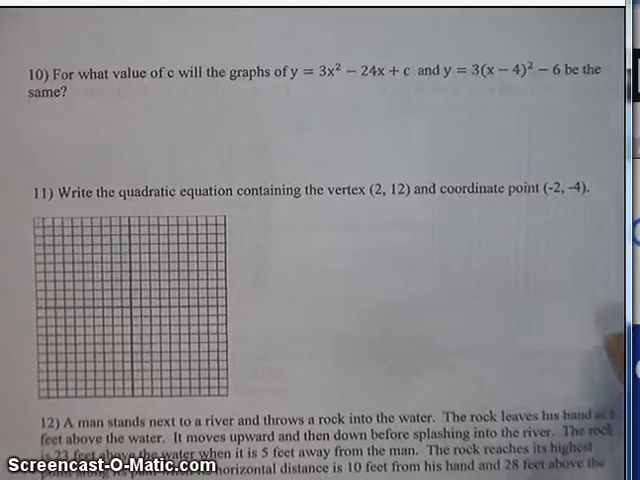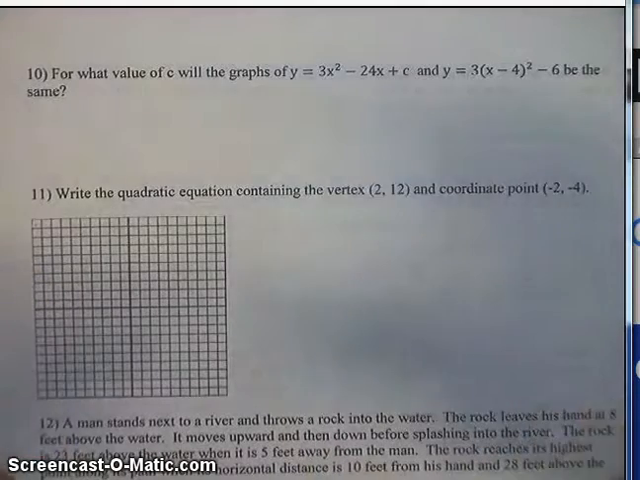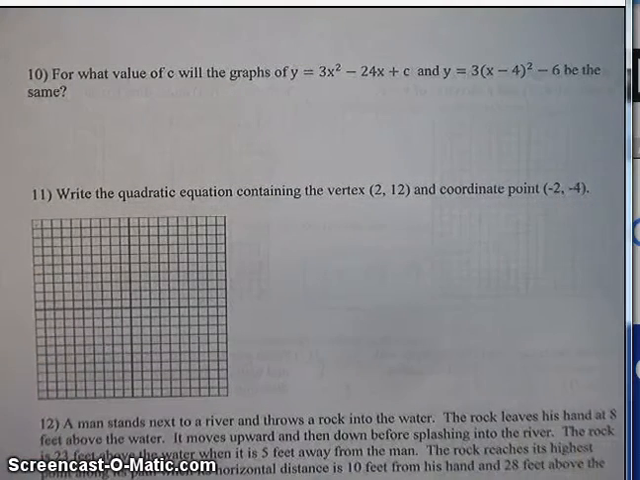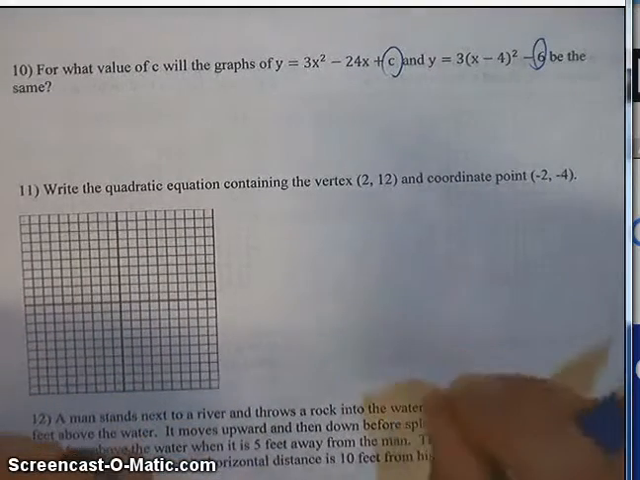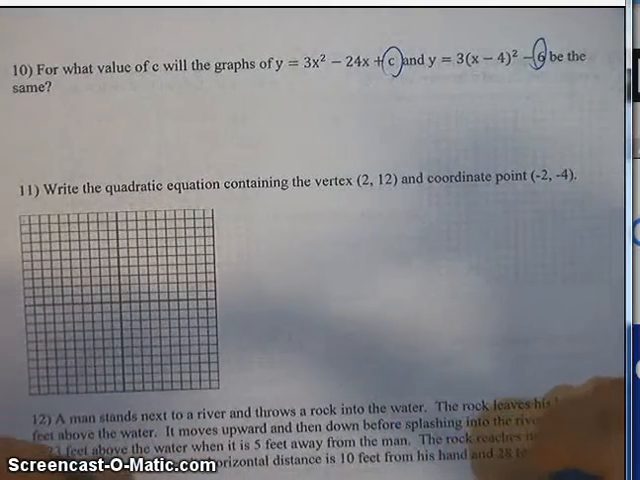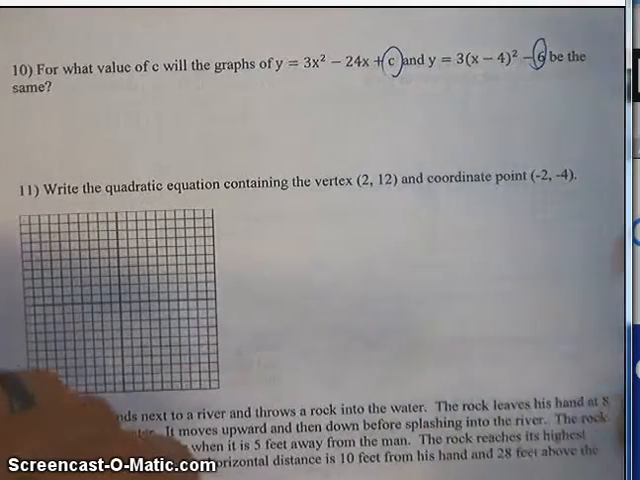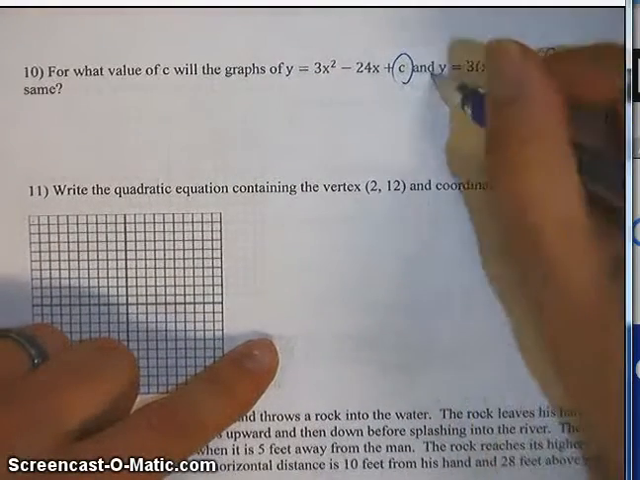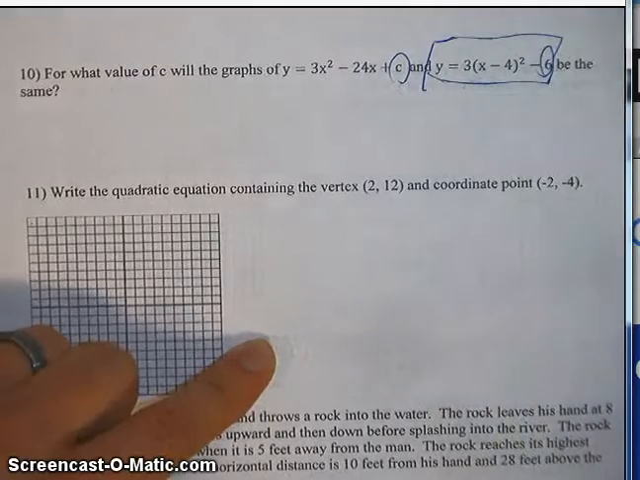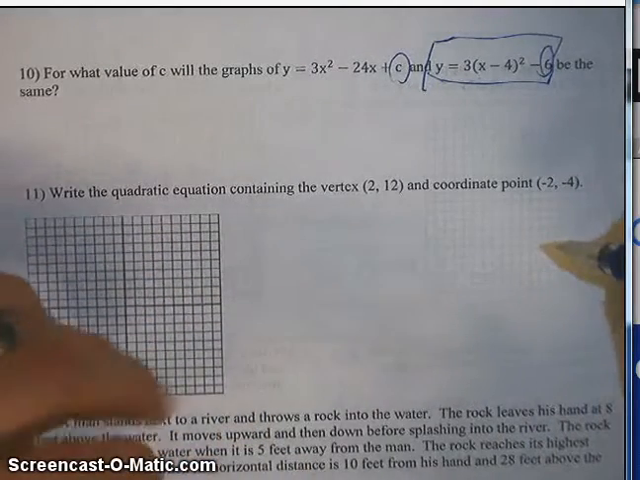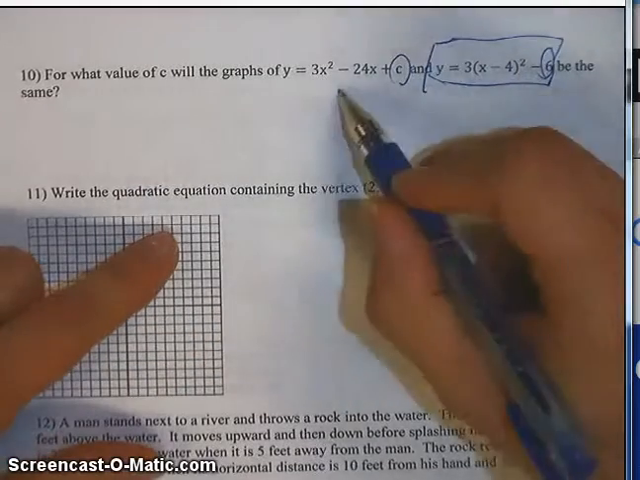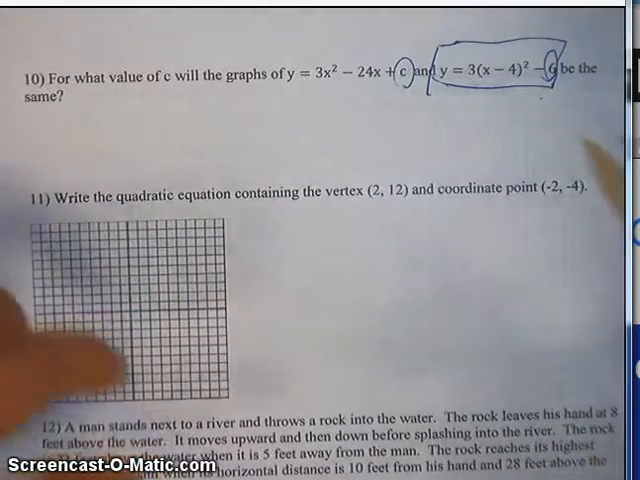Alright, number 10 says, for what value of c will the graphs of y equals 3x squared minus 24x plus c and y equals 3 times (x minus 4) squared minus 6 be the same? So your c value is that bit on the end. Here's what I'm thinking. I'm going to take this equation and FOIL it out, and try to make it look like this equation. I'm going to take it from vertex form and put it in standard form.